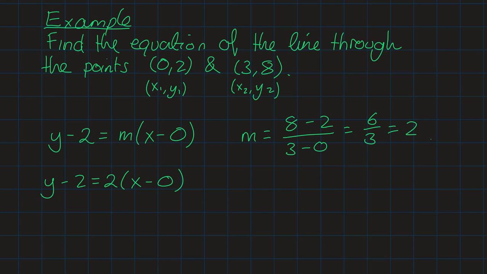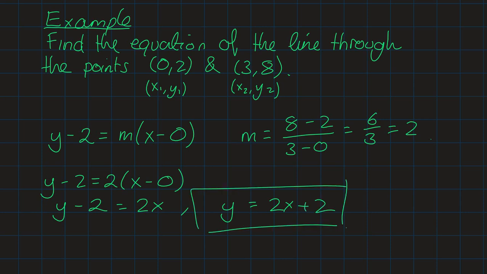But sometimes I might ask you to give me the equation of the line in a specific form. So I might ask you to give me the equation of the line in the slope-intercept form. In which case, you can't stop here. You have to continue doing some more work. So you have to say y minus 2 equals 2x, which means y equals 2x plus 2. And now that's in slope-intercept form. That's the equation of the line through these 2 points right here.